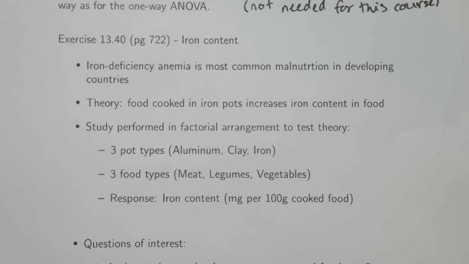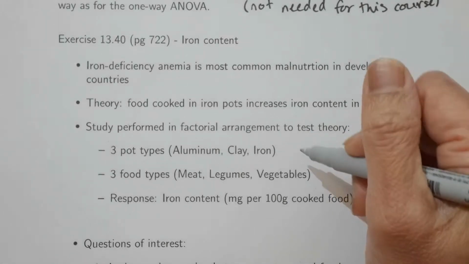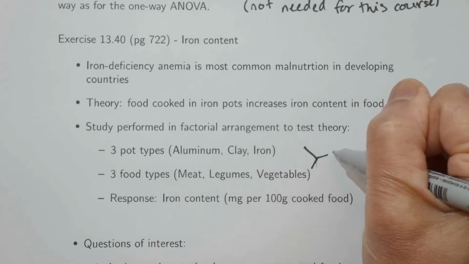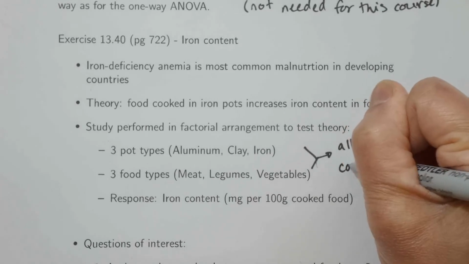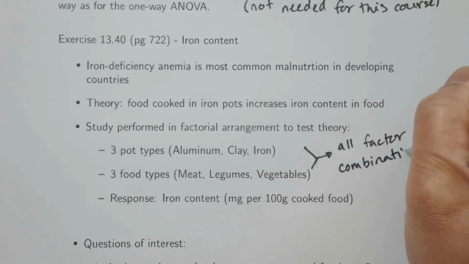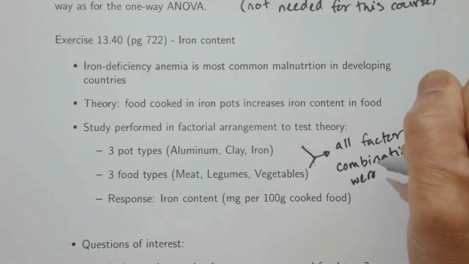So let's look at this particular study. It was performed in a factorial arrangement to test this theory of whether food cooked in iron pots increased the iron content in food. There were three pot types that were considered: aluminum, clay, and iron, and three food types: meat, legumes, and vegetables. So by factorial arrangement, that means that all factor combinations were tested.